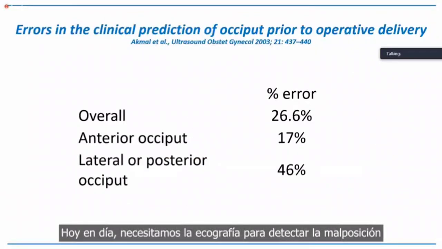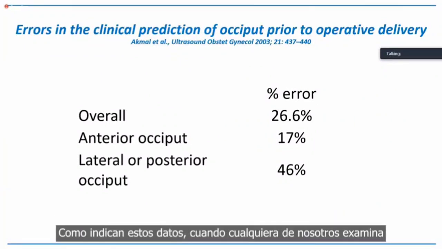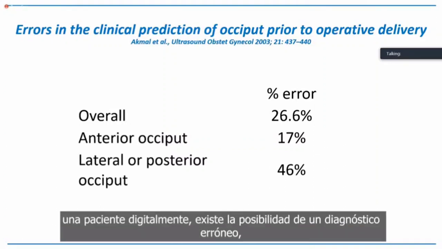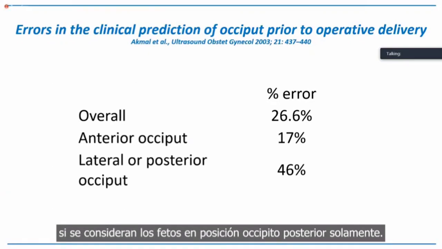Actually, we need ultrasound to spot malposition also because we have a high chance of getting it wrong with our fingers. As you can see from this data, when any of us examines a patient with his or her fingers, there is a chance of a wrong diagnosis of about 1 in 4, which goes up to 1 in 2 if you consider fetuses in occiput posterior position only.